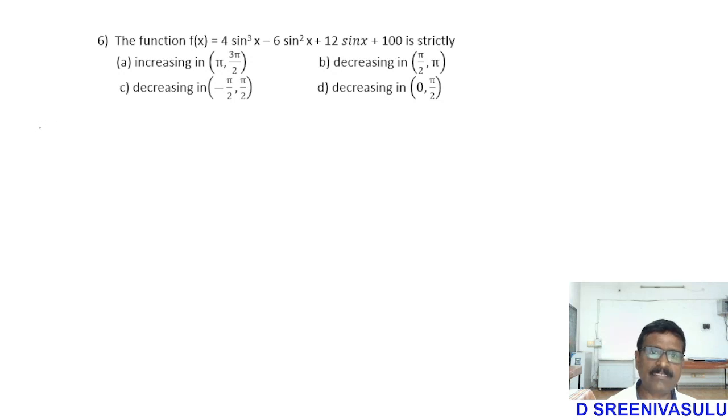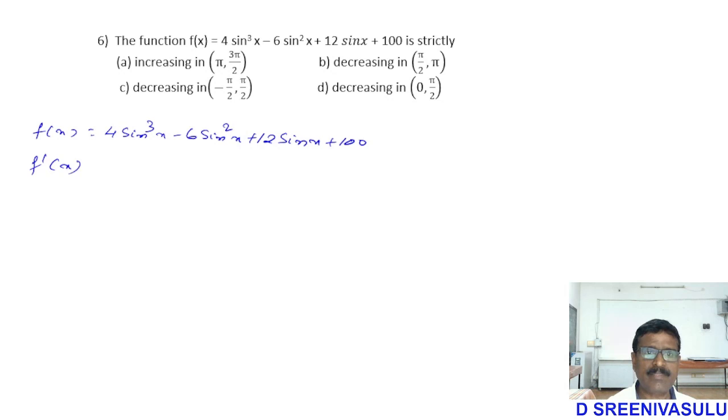What is f of x? f of x is 4 sin cubed x minus 6 sin square x plus 12 sin x plus 100. What is f dash x? f dash x is equal to 4 into 3 is 12 sin square x, sin x differentiation cos x, minus 6 into 2 is 12 sin x, differentiation again cos x, plus 12 sin x differentiation is cos x.